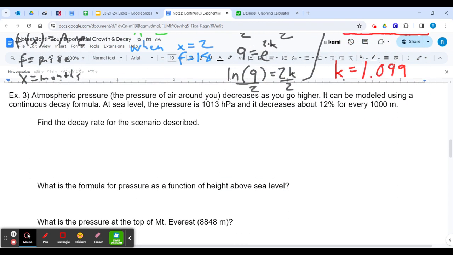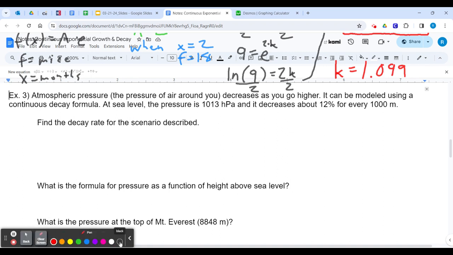So moving forward, the questions we're going to be answering in 3, 4, 5 are a lot more complicated, but it ties everything together. So we get a situation where atmospheric pressure decreases as we go higher. Right? The higher up in the air we get, the less pressure there is. It can be modeled using a continuous decay formula. And at sea level, the pressure is 1,013, and it decreases about 12% for every 1,000 meters.